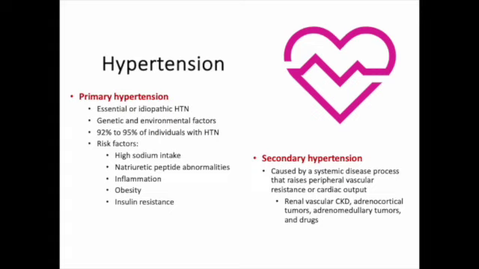For secondary hypertension, it's a little different. It's caused by an underlying disease that raises your peripheral vascular resistance or your cardiac output. Think of having renal vascular disease, or if there is some type of tumor in the adrenocortical gland, or adrenomedullary tumors. Some drugs also can increase our blood pressure, like oral contraceptives, corticosteroids, even antihistamines as well.